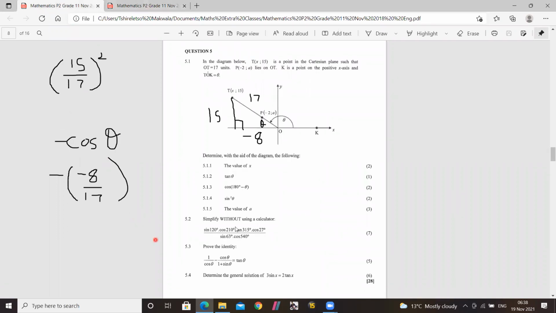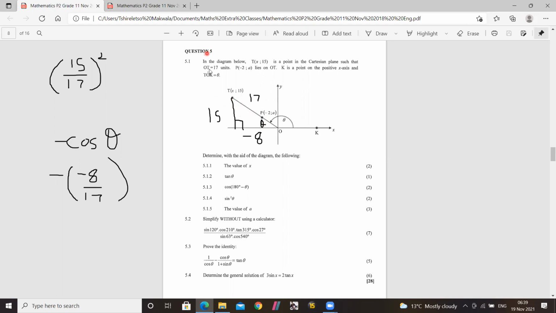Then 5.1.5 says calculate the value of A. So A lies on OT. Okay? So A is a point on OT. Do you see this line here, OT? So we can do it this way. Do you see this P here? This point here could be the same as this point here.